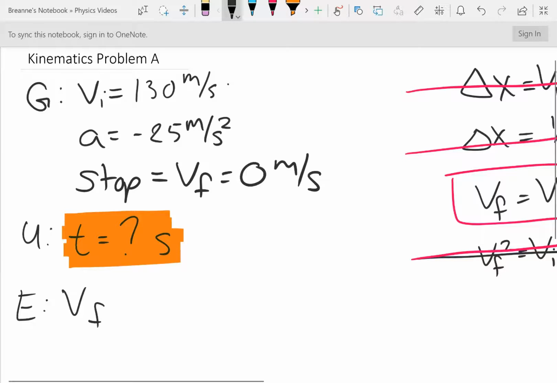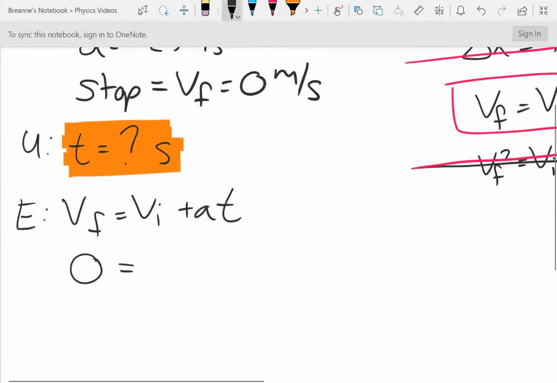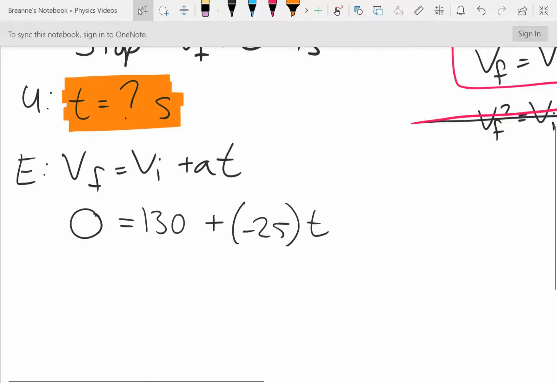So VF equals VI plus AT. We have VF, it's 0. We have VI, it's 130. We have A, it's negative 25. And we're looking for T. So T just stays the same.